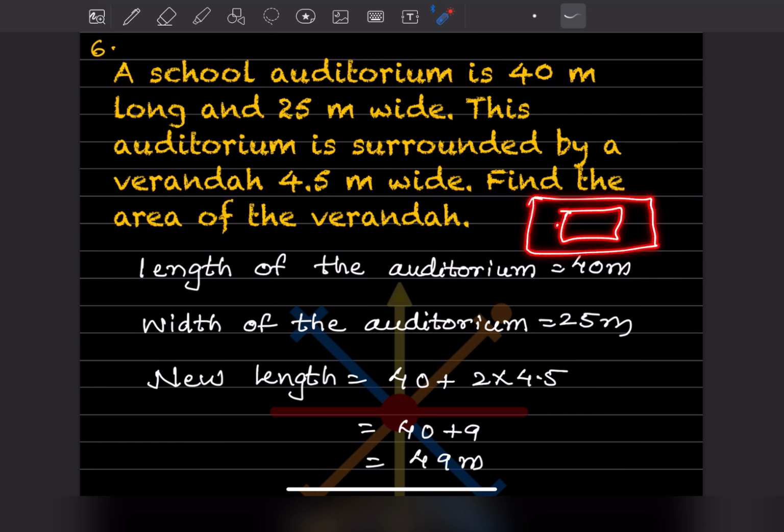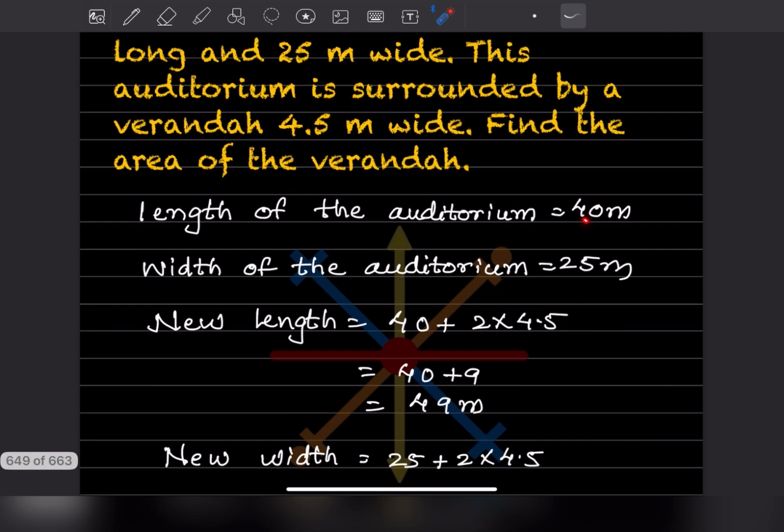So the new length is going to be, the veranda is 4.5 meter wide. From here 4.5, from here and here, that is all 4.5. So the length will include this 4.5 and this 4.5. This part is included and this part is included. So that will be 2 into 4.5. 40 is already there, plus 2 into 4.5, that will be 40 plus 9. So that will be 49 meters. This is the new length.